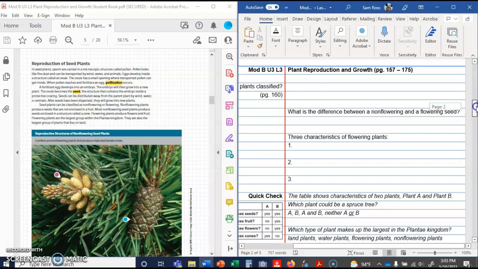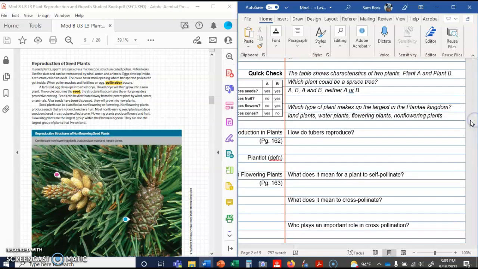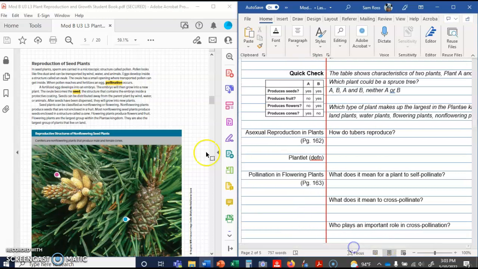So here's our next quick check. Right here, and there's a table for this quick check. It shows characteristics of two plants, plant A and plant B. Which could be a spruce tree? A spruce tree, I believe, is a conifer, which is a non-flowering plant. So we want a non-flowering plant. They both produce seeds, but no fruit and no flowers, but yes, cones.